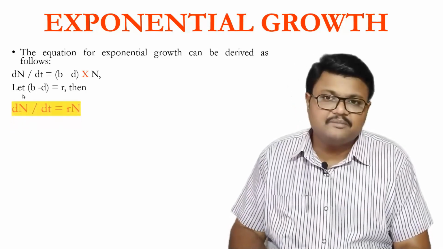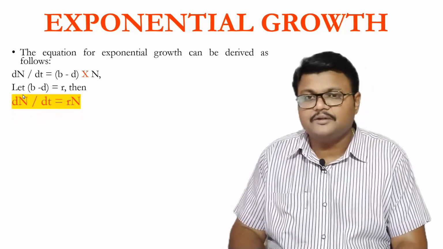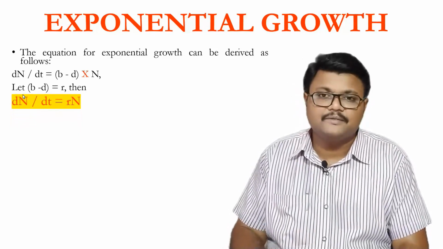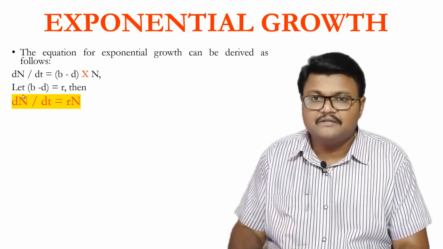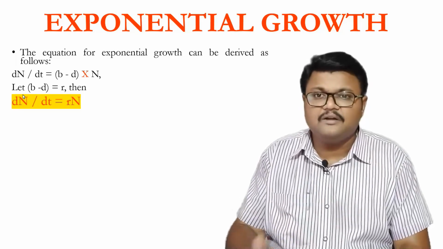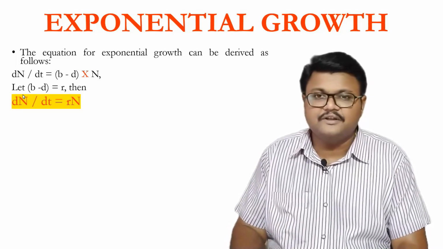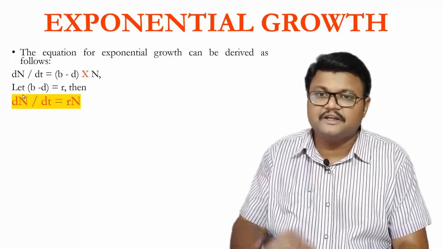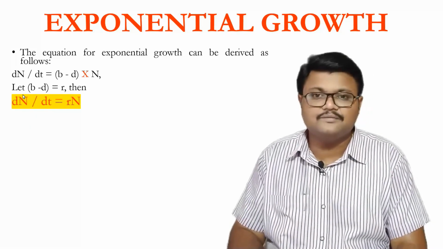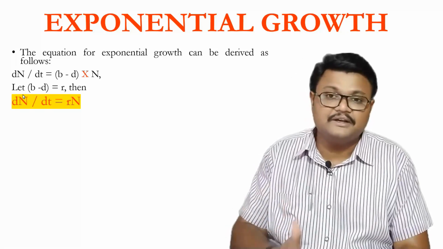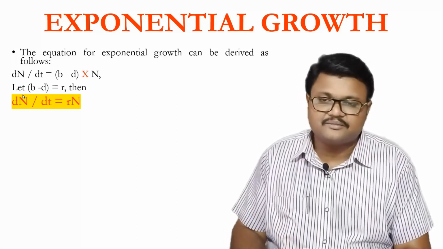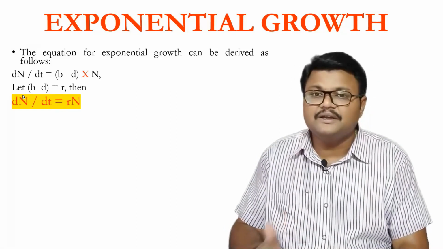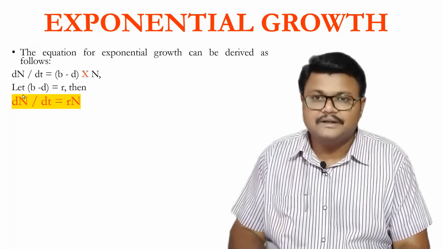Now the equation becomes dN by dt is equal to R into N, wherein dN by dt is nothing but the rate of change of population size or density with respect to time, and it is directly proportional or equal to the rate of natural increase, that is R, into the total number of organisms. I repeat, dN by dt gives you R into N.